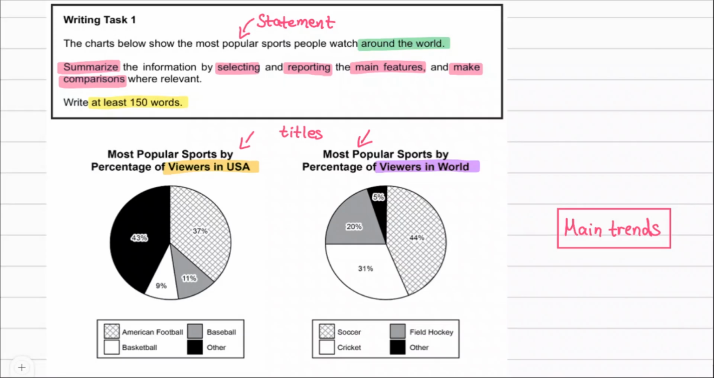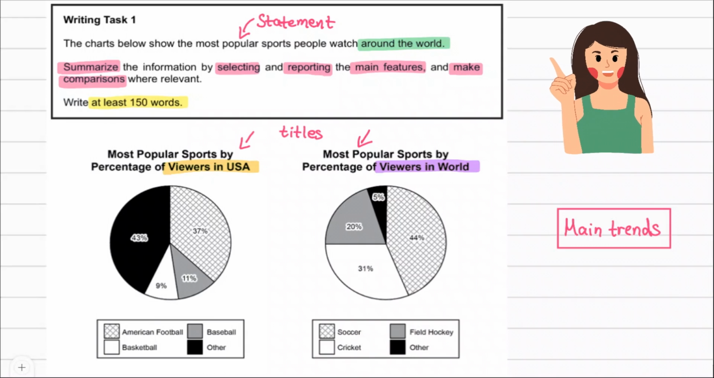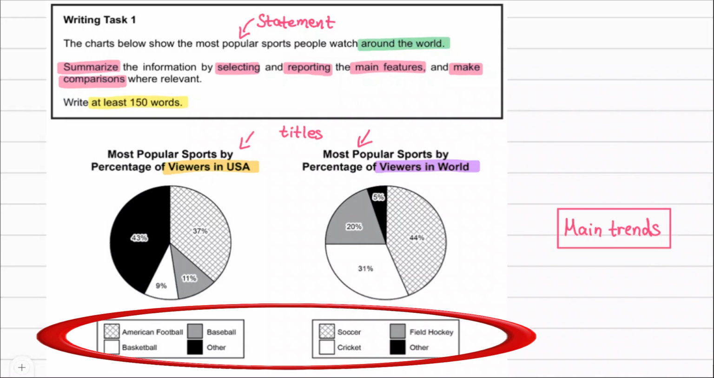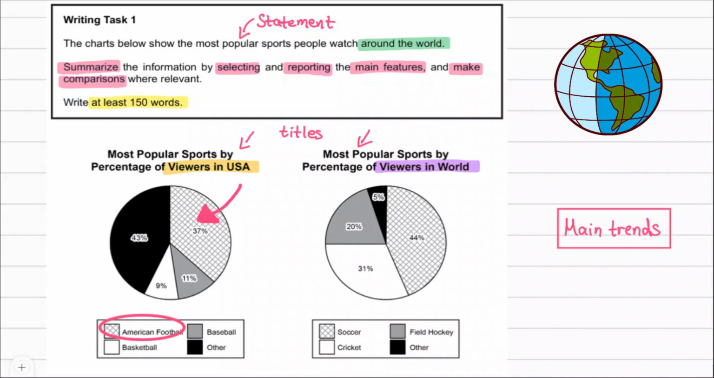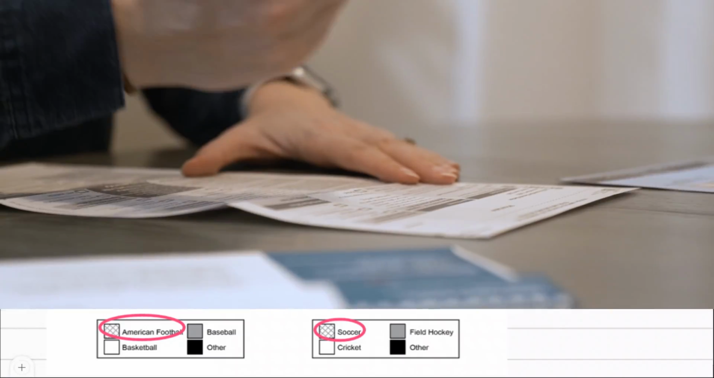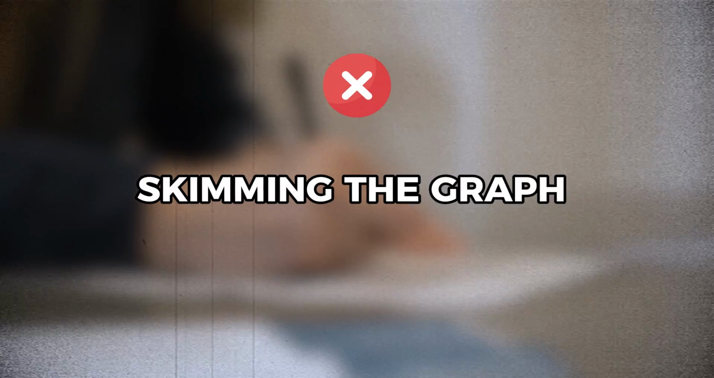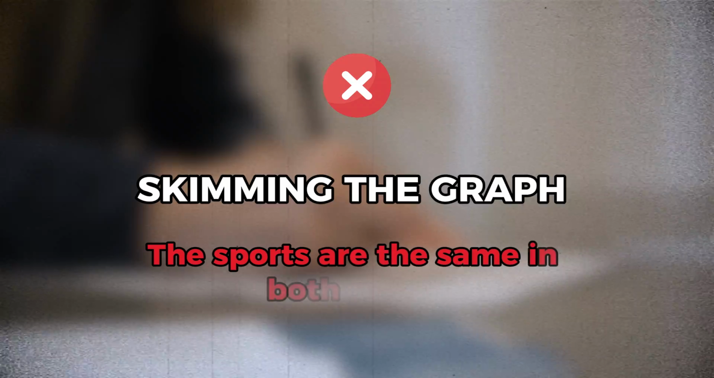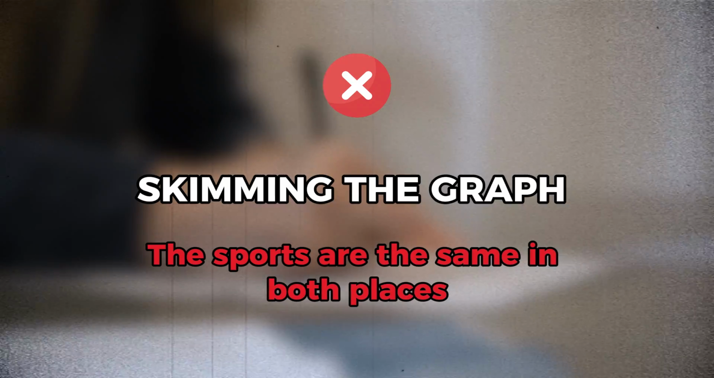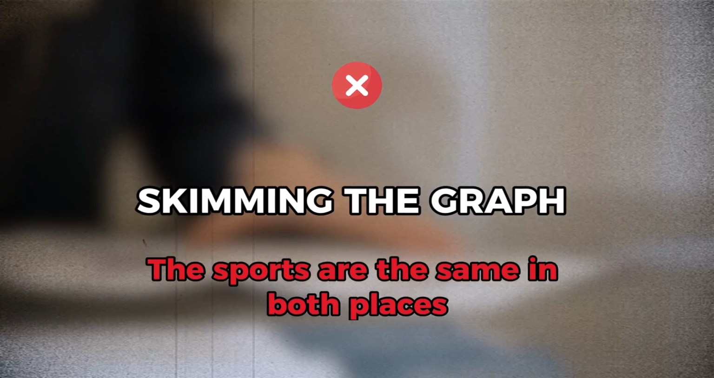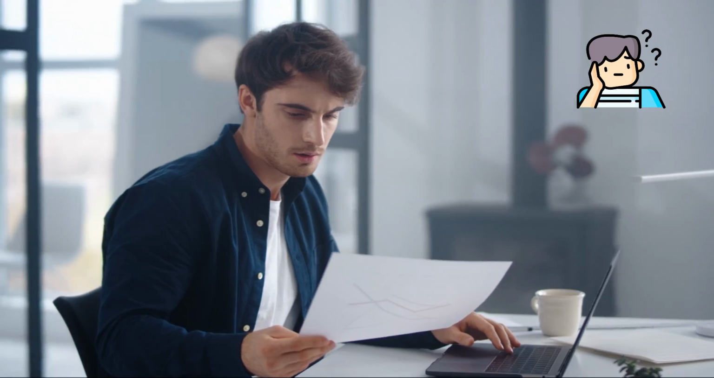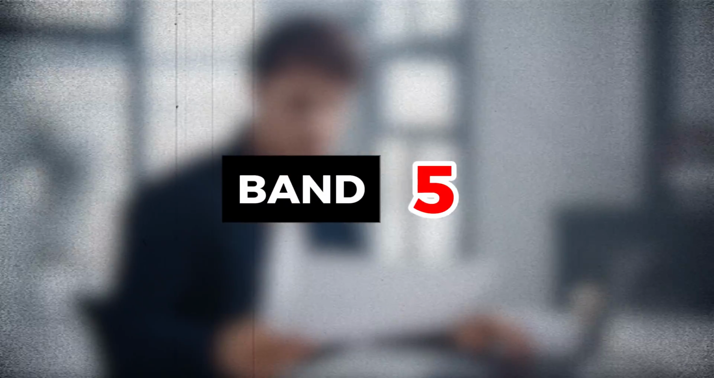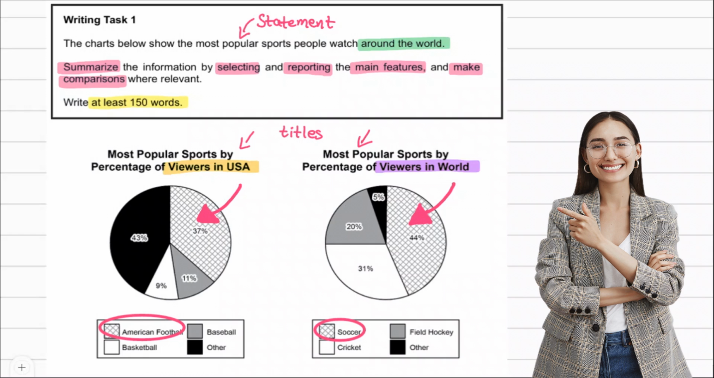If you look at the key, you can notice something else important. The top sports are different in both charts. For the US, the top sport is American football, but for the world, it's soccer. Lots of IELTS students make the mistake of skimming the graph and saying the sports are the same in both places. This is a problem because it's wrong. If you do this, the IELTS examiner will think that you don't understand what the graphs show, and this will decrease your band score. So, look at the graphs carefully to make sure you understand what they show.